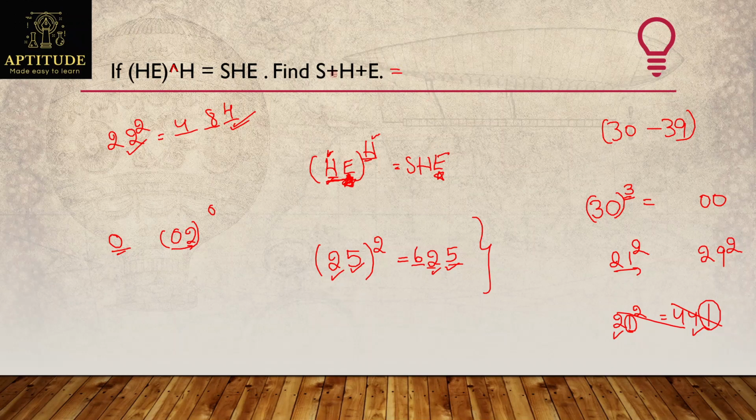And now the question is S plus H plus E. The S value is 6, the H value is 2, the E value is 5. So 8 plus 5 is nothing but 13. So S plus H plus E is nothing but 13.